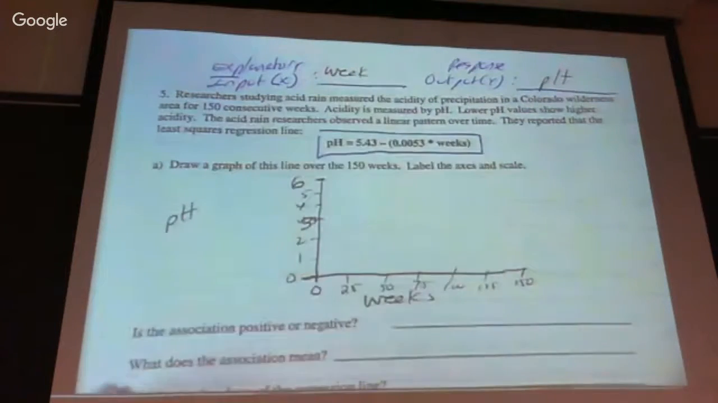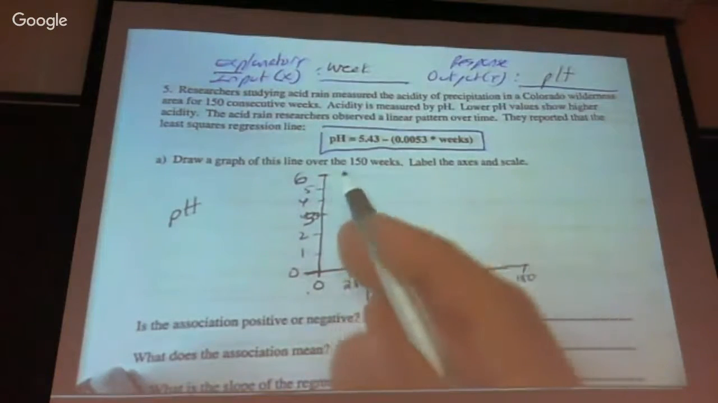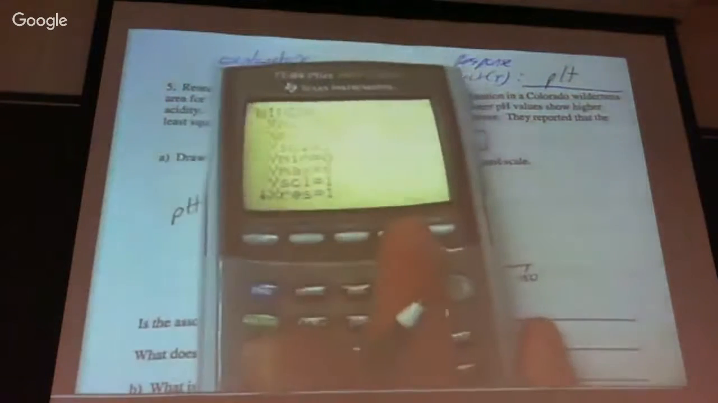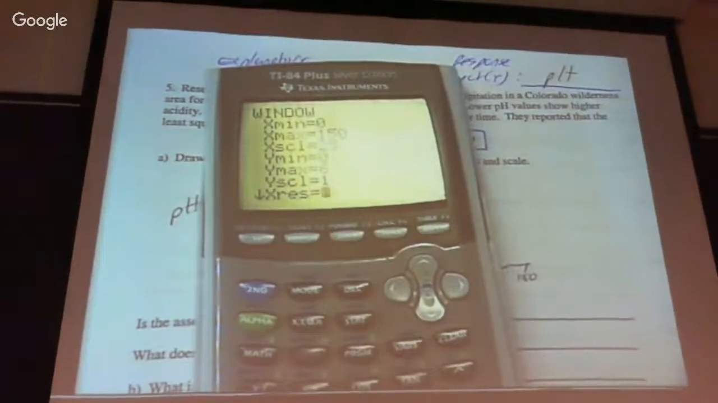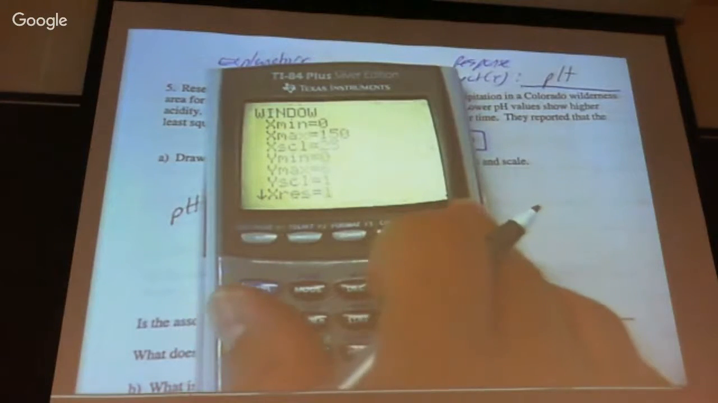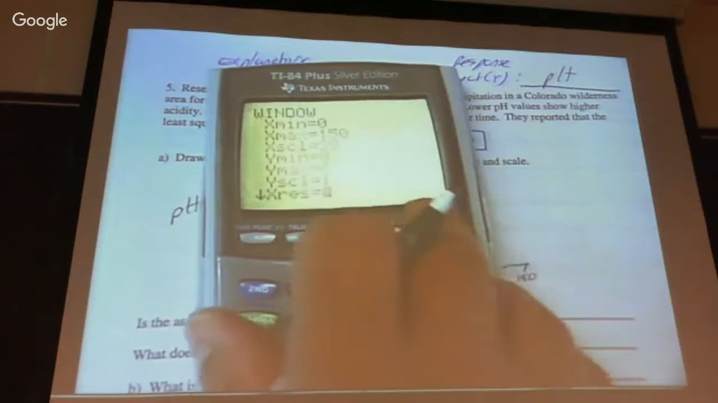I got it from the picture. 0 to 150, counting by 25s. 0 to 6, counting by 1. Make sure you're not copying. Make sure you're understanding where it comes from. And if you did it correctly, when you push graph, what should you see? A line. Where does the line start? 5.43. Downward.